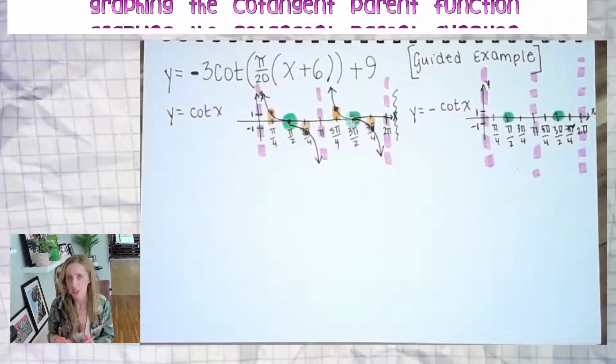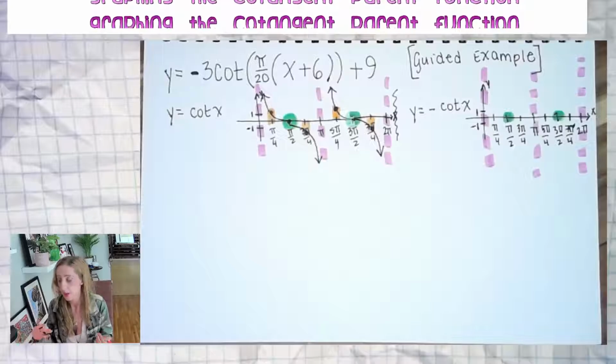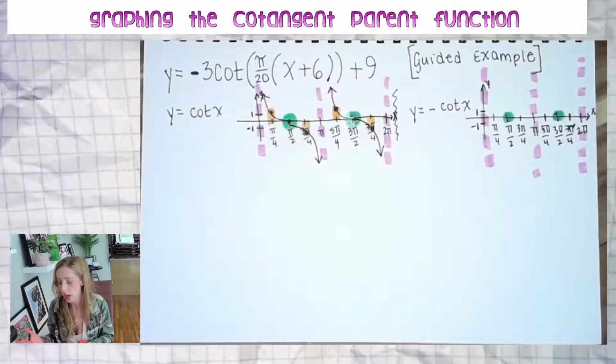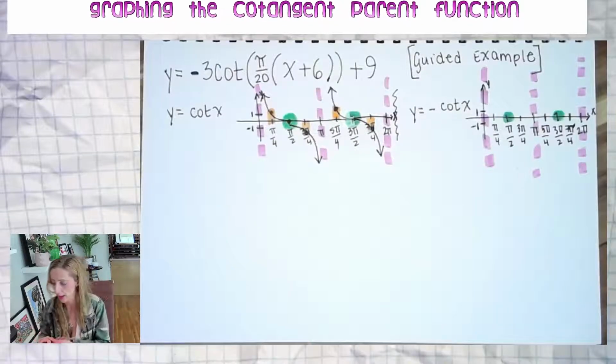So with tangent and cotangent, when you graph it, we see 2 full cycles. We're graphing 2 periods because we have a shortened period. It repeats itself faster, okay?